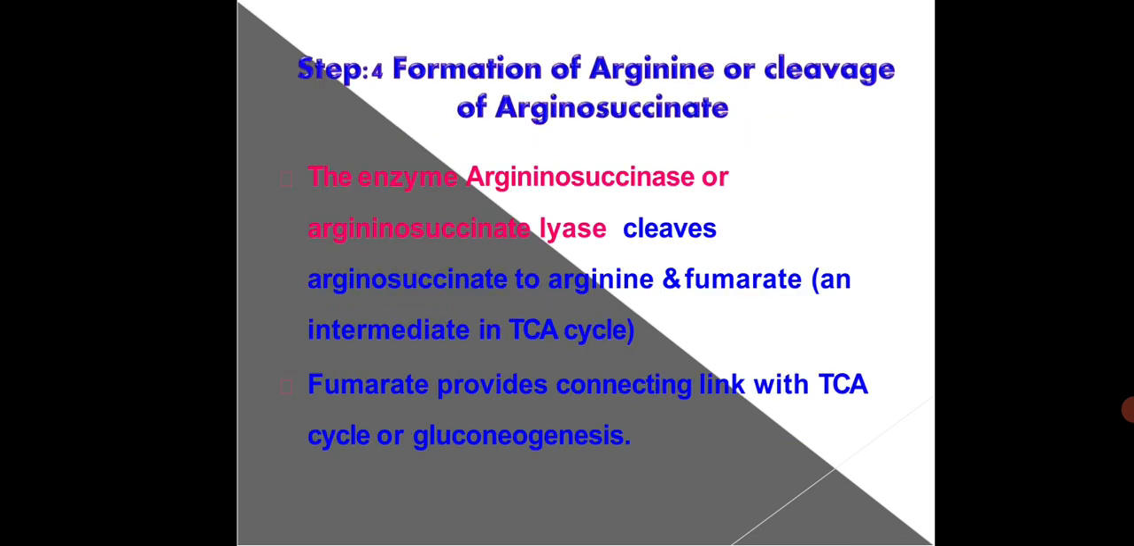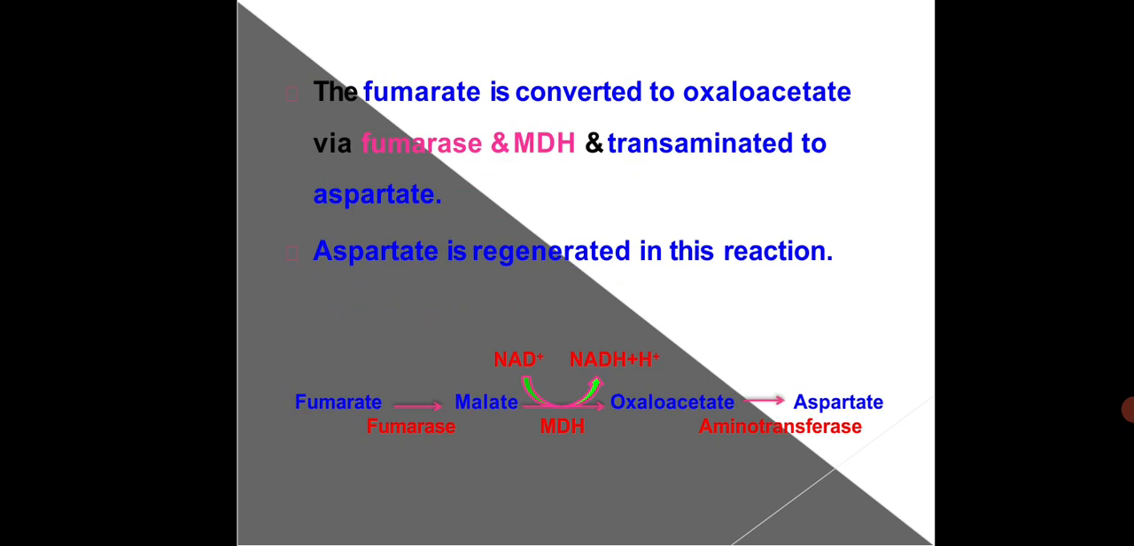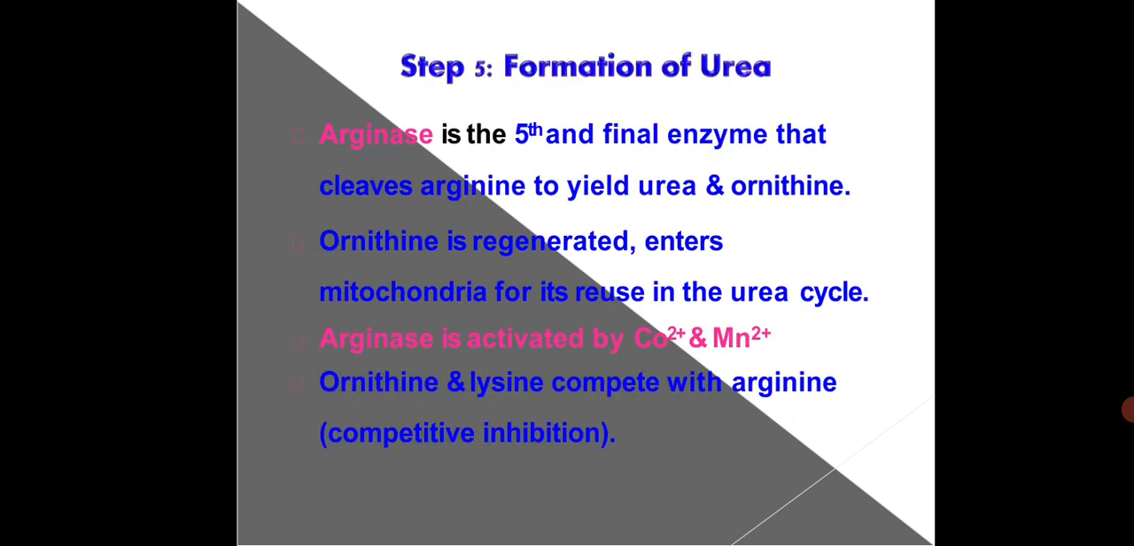The fourth step is the cleavage of argininosuccinate to form arginine. The enzyme argininosuccinase, or argininosuccinate lyase, is responsible for the cleaving. It cleaves argininosuccinate to arginine and fumarate. Arginine continues the process, and fumarate provides the connecting link with the TCA cycle or gluconeogenesis. Fumarate is converted to oxaloacetate via the fumarase enzyme, and aspartate is regenerated in this reaction.